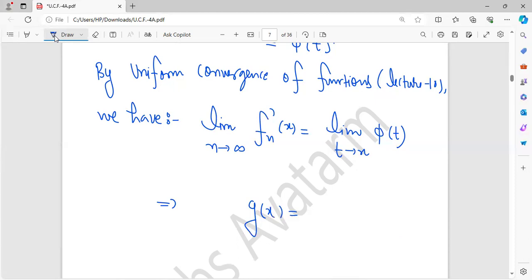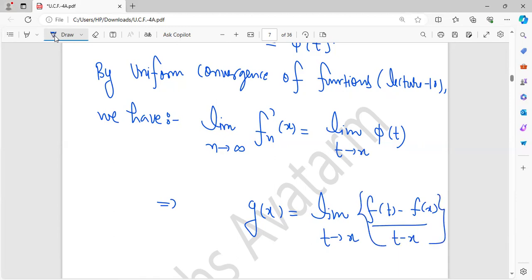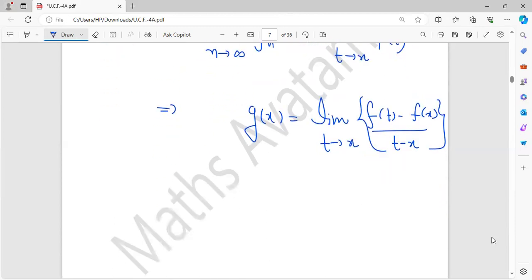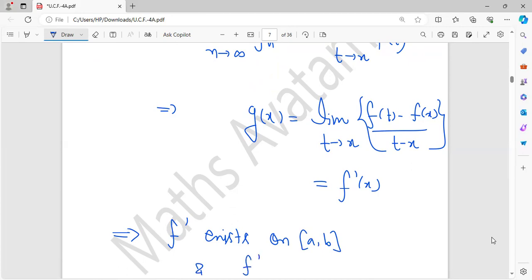What is this? It means this is t tending to x, f t minus f x upon t minus x. So what does it mean? It is f dash x. This implies f dash exists on AB and f dash is equal to g.